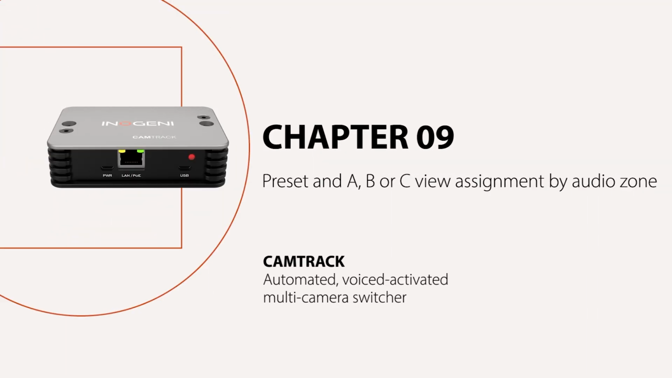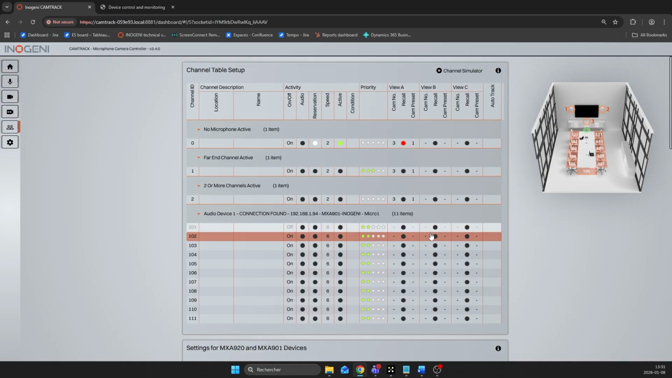Chapter 9. Preset and the A, B, or C view assignment by audio zone. According to our room configuration for each of the cameras, presets 11 to 21 will be associated with each of the 11 zones, or if you prefer, each of the 11 chairs. For the purposes of the training, the 11 presets have already been saved in the 3 cameras.